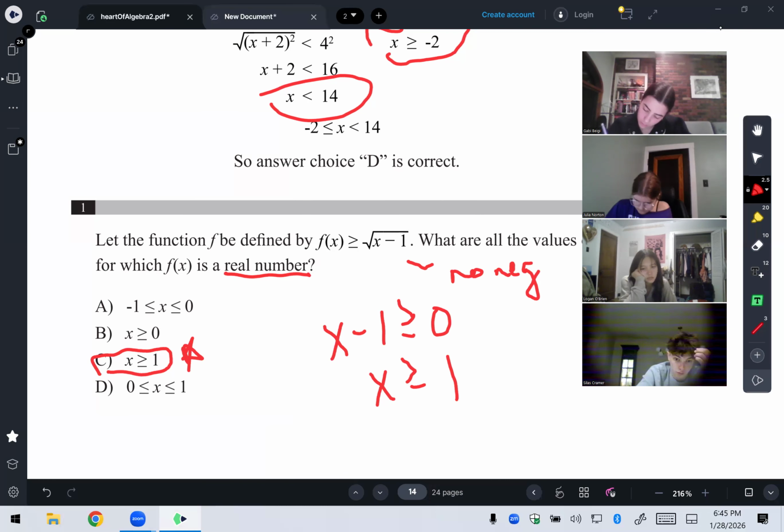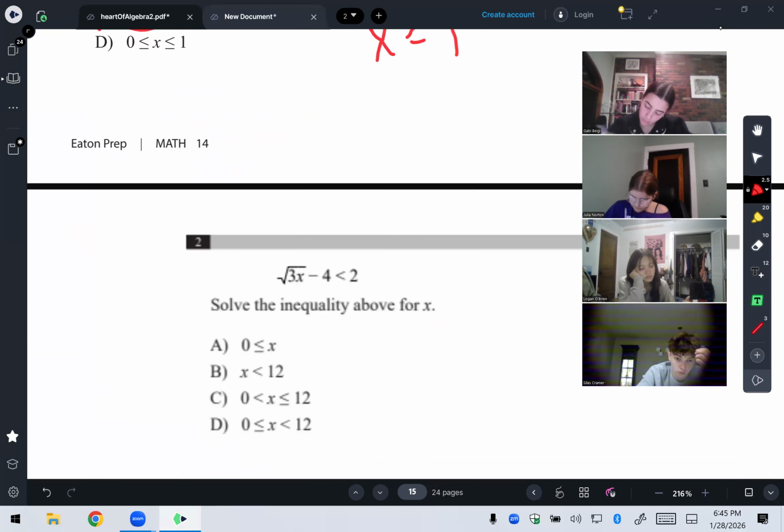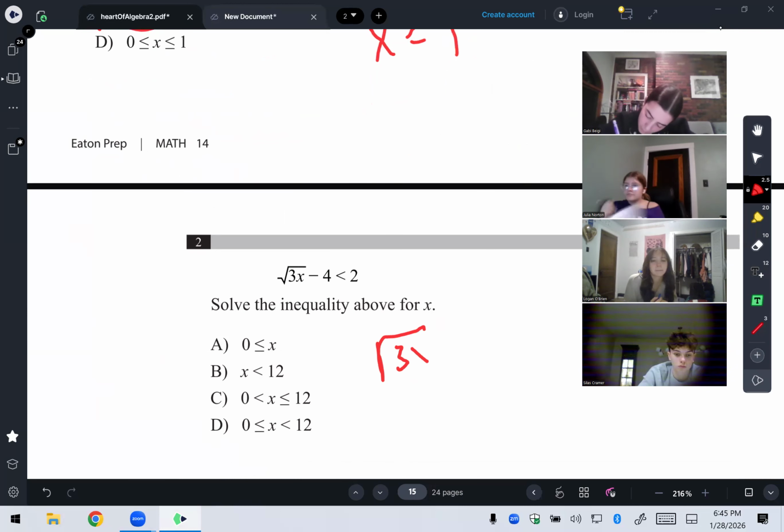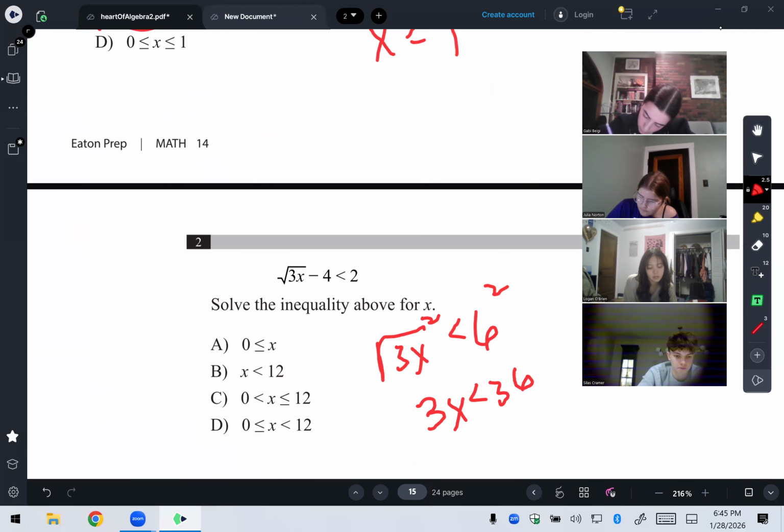So we're going on. Let's try this one. First we'll add 4 to both sides. We'll have the square root of 3x is less than 6. Squaring both sides, that'll be 3x is less than 36. So we know x is less than 12. But x is also greater than or equal to 0. So the answer for this one will be D.